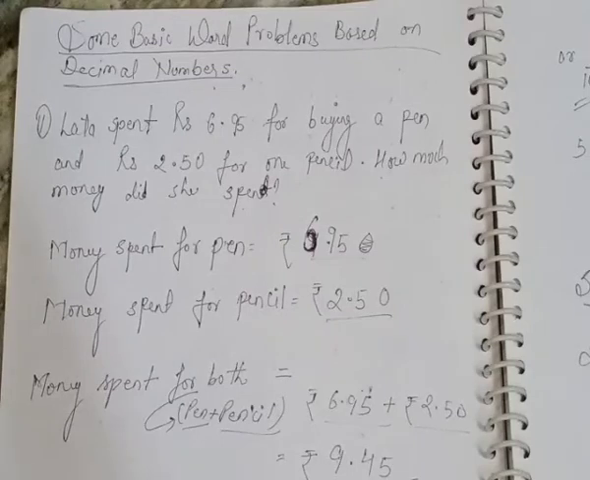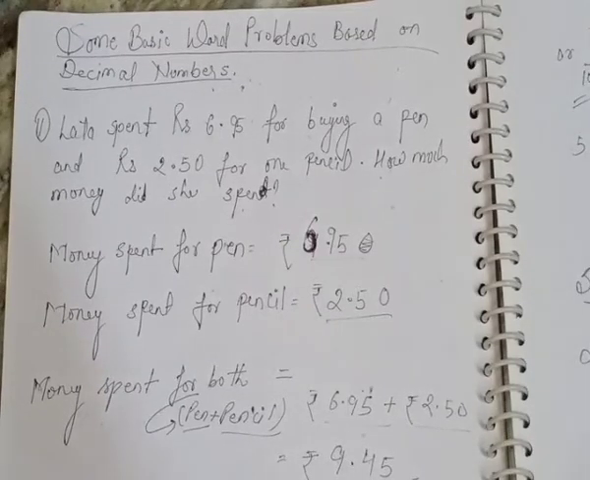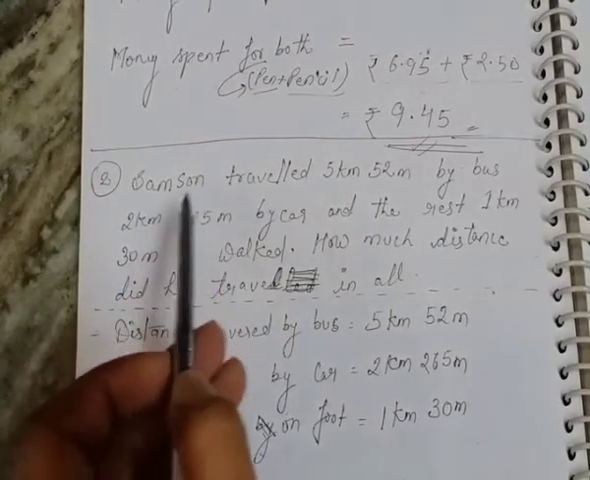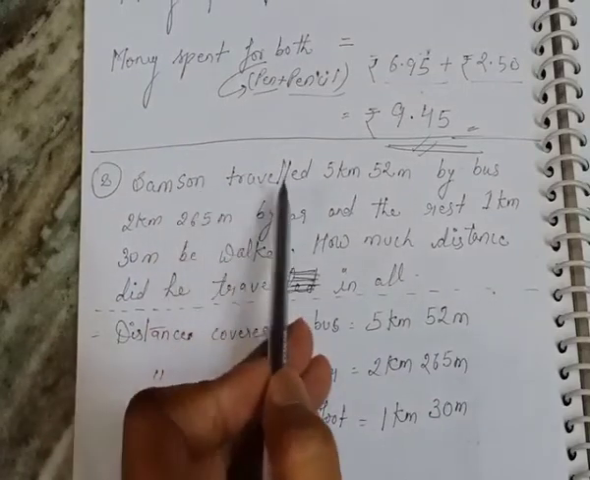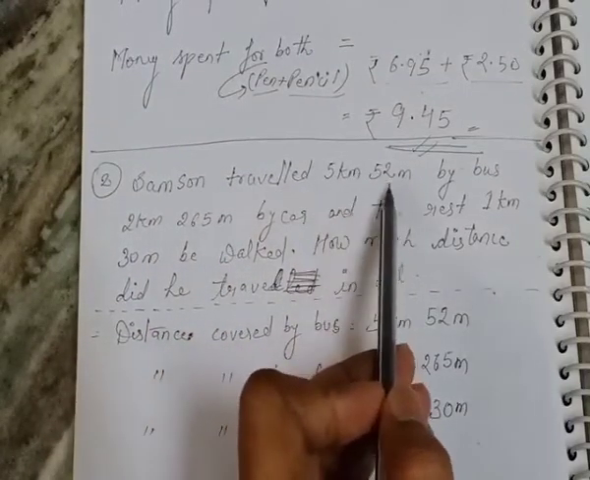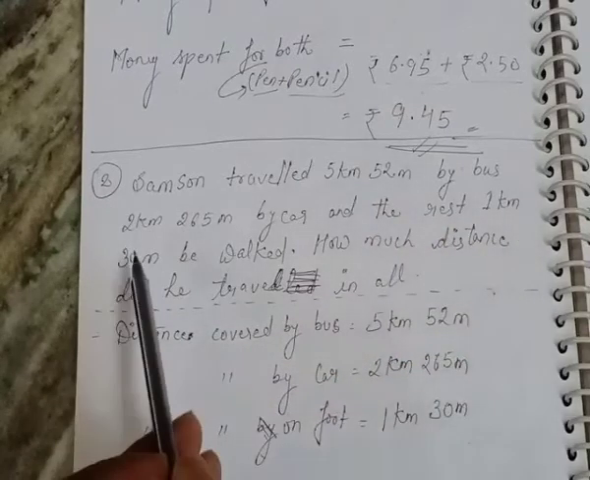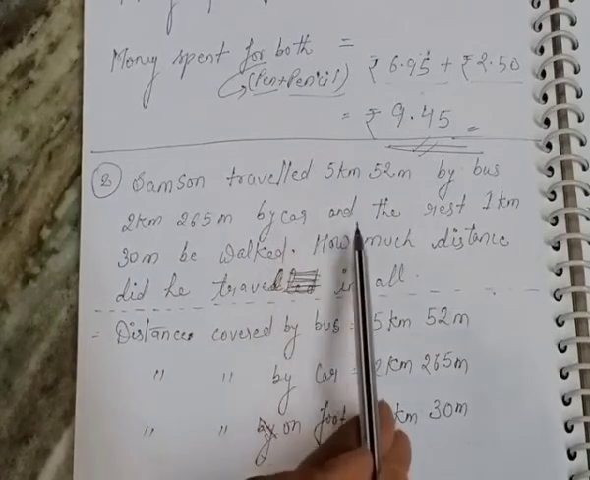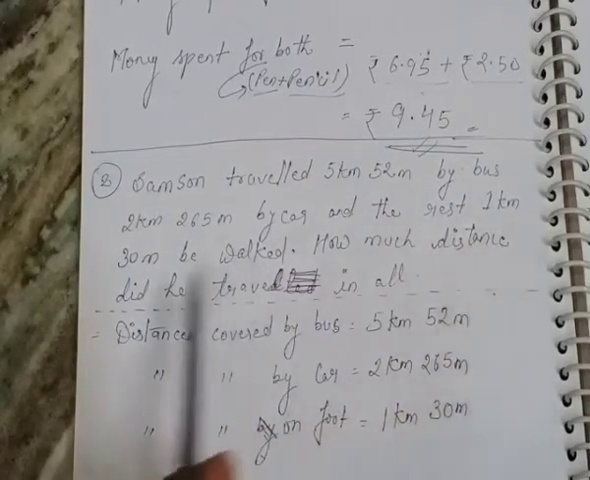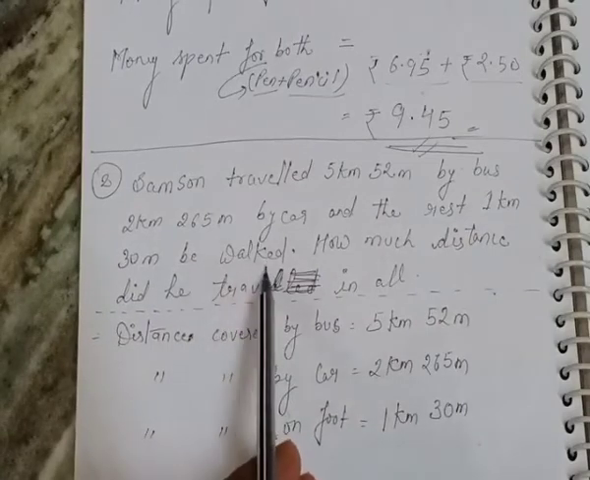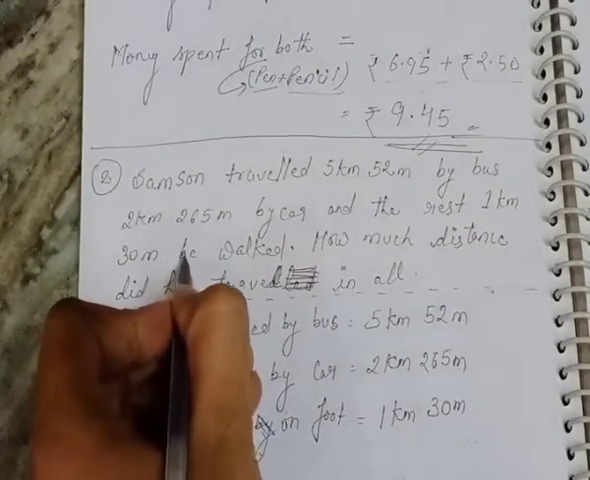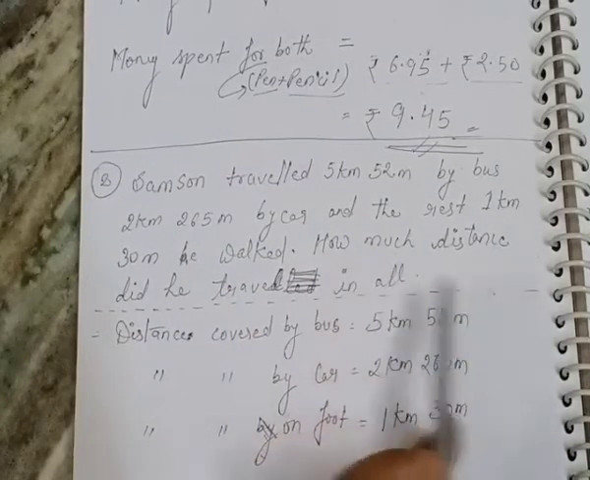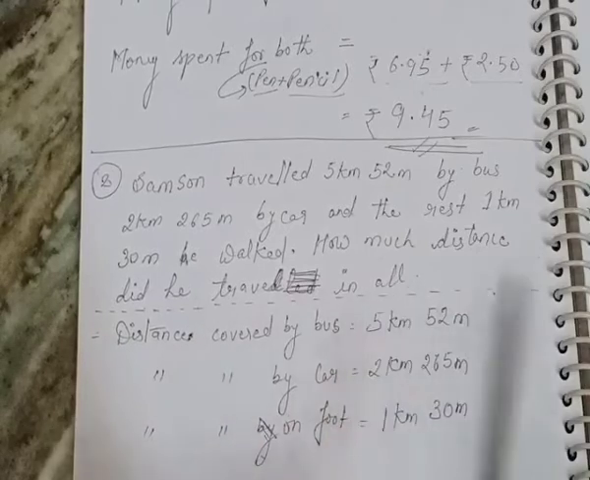Now let's get to the next one. Example number 2. Samson traveled 5 kilometers 52 meters by bus, 2 kilometers 265 meters by car, and the rest, 1 kilometer 30 meters, he walked. How much distance did he travel in all?